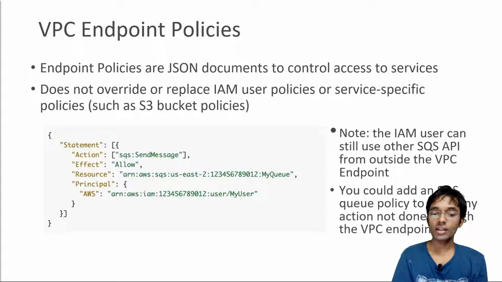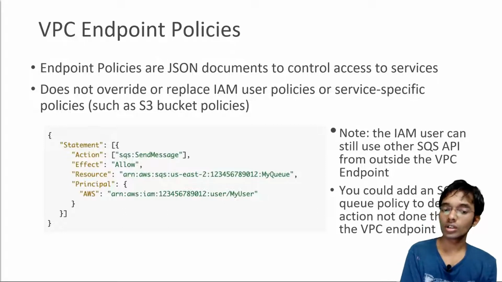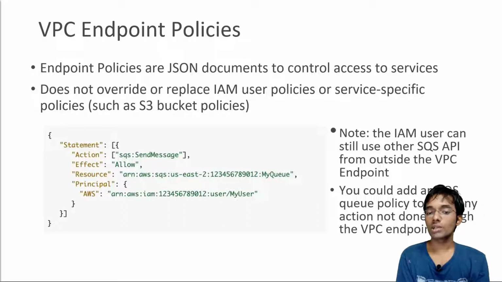So you may still have an SQS queue policy, and the IAM user still needs to be allowed to talk to the SQS, but this is yet another level of protection, and this one is happening at the VPC endpoint level. So note that if our IAM user is trying to access SQS out of our VPC endpoint using the public route, then it may still work because the VPC endpoint policy will not apply. In this case, what we could do is add an SQS queue policy to deny any action that is not done through the VPC endpoint, effectively forcing any connection to go through the VPC endpoint, and then forcing the VPC endpoint policy to be applied no matter what.